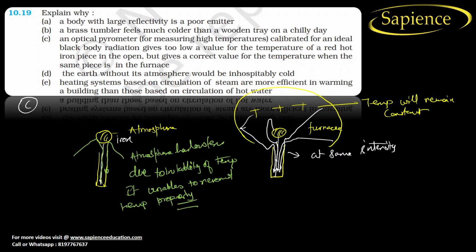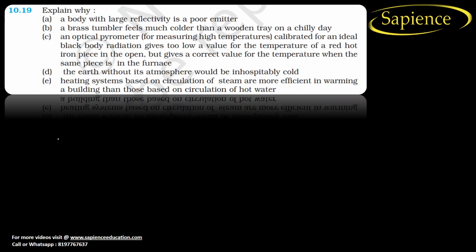So I hope you all have understood now. Now let us do next, D. In question number D, the earth without its atmosphere would be inhospitably cold. Means we can't live. So what actually happens?